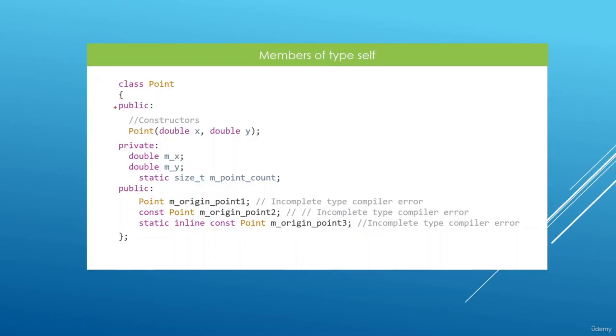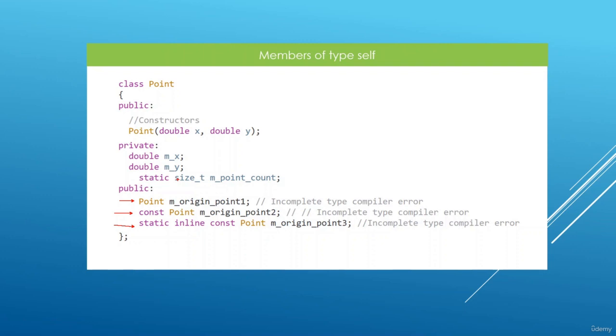We have a public section inside. We have a private section inside. And down here, you see we have a bunch of problematic member variables. You see, we are setting up member variables of type point in the declaration of the class point. And sometimes you want to do this.